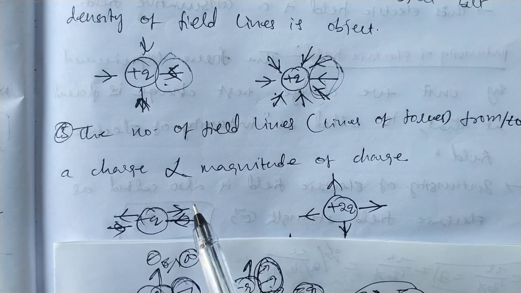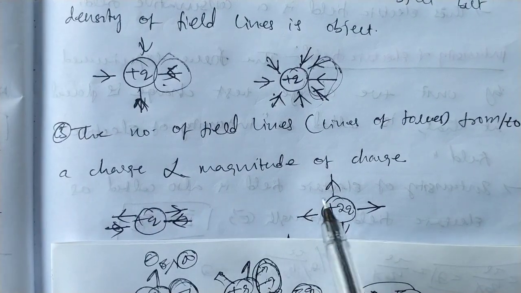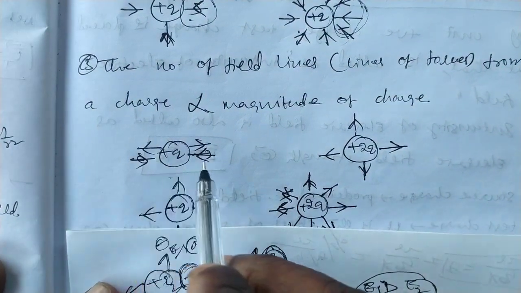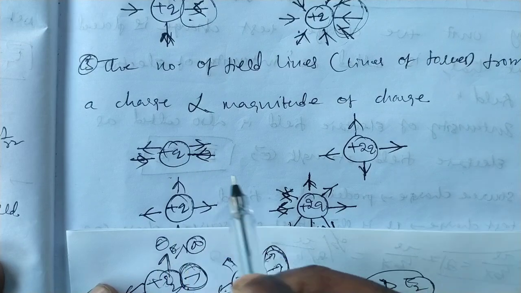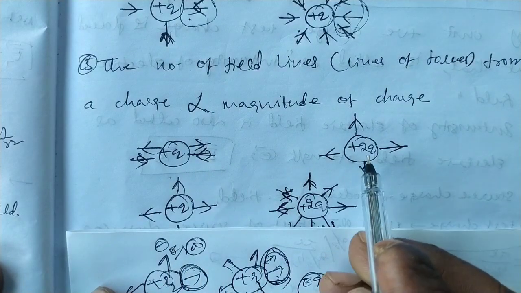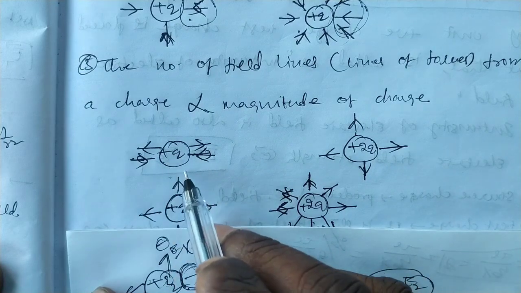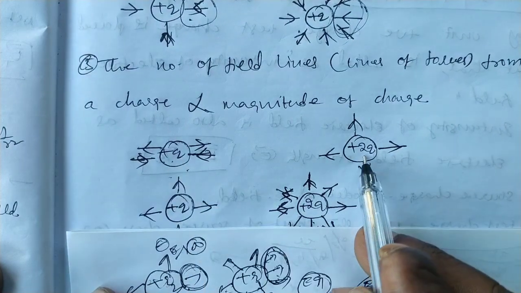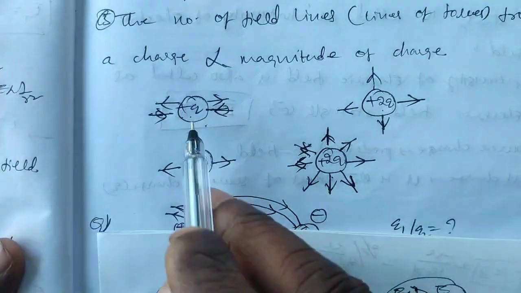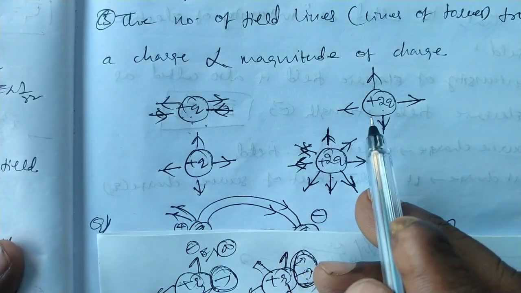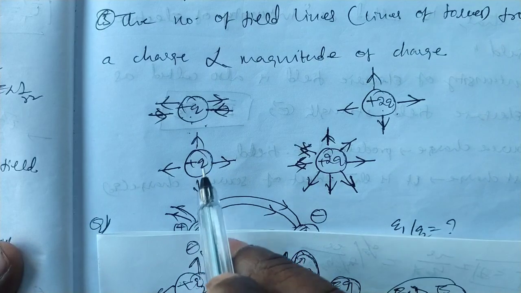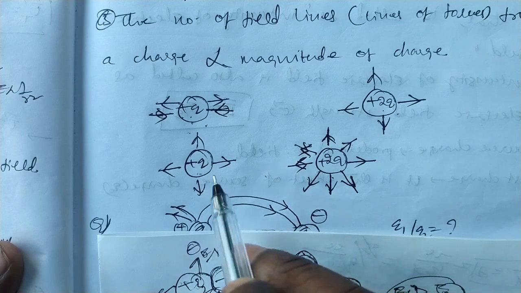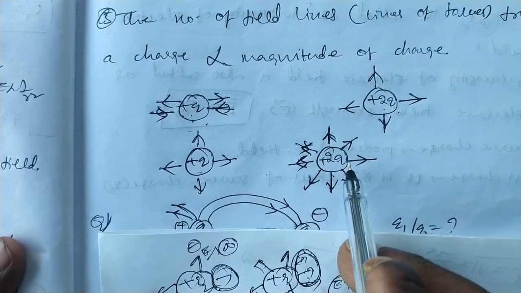The number of lines of force depends on the magnitude of the charge. A single charge has 2 lines; if we increase the charge to 2q, it produces 4 lines. 1 coulomb charge, 2 coulomb charge. Similarly, initially one charge has 4 lines, and if the charge is doubled, it produces 8 lines of force.